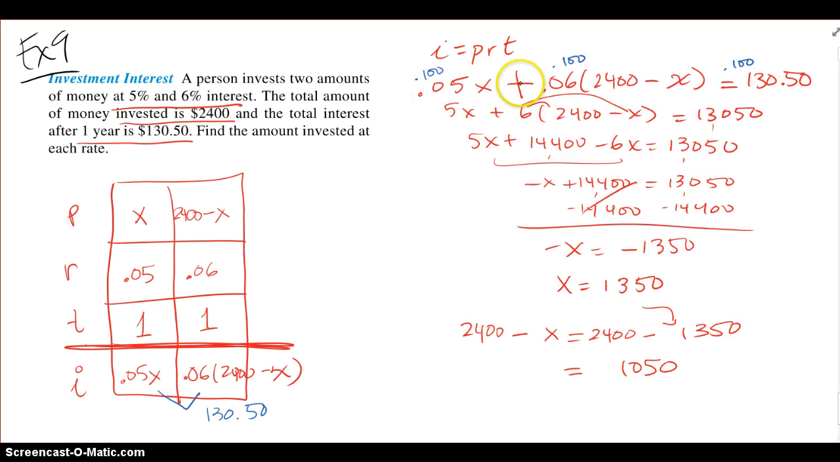So once I solve that equation by eliminating the decimals by multiplying by 100, I get x equals 1350, and x was in the principal box under what is the 5%, so it's 1350 at 5% that was invested, and then the 1350 got taken away from the 2400 to get the leftover, and that's 1050 at 6% that the person invested.